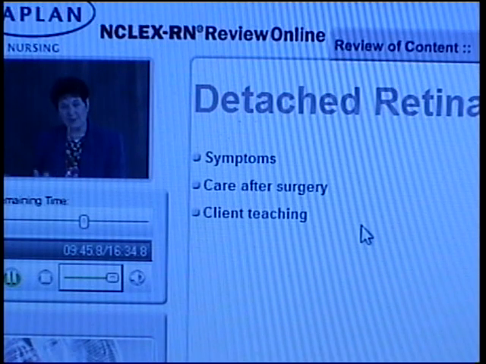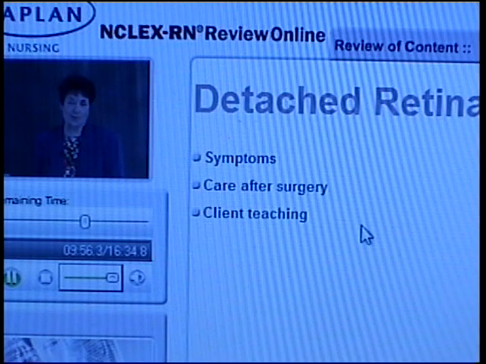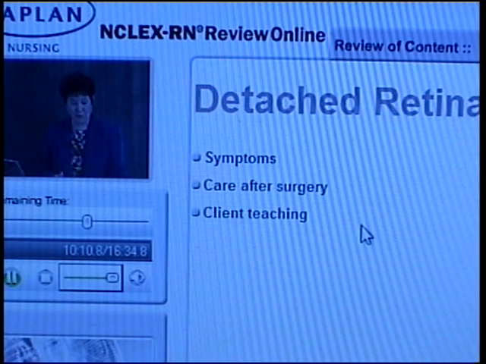So what happens with the detached retina is there is separation of the retinal pigment epithelium from the sensory layer, so the layers actually separate. The risk is for people that are prone to retinal detachment. It happens sometimes with trauma. It happens with diabetic retinopathy. It happens if there's myopia. Patients that are aphakic, or without a lens after cataract surgery, can also experience this.